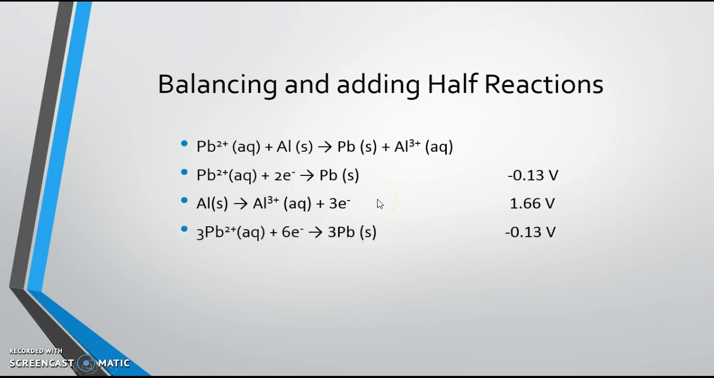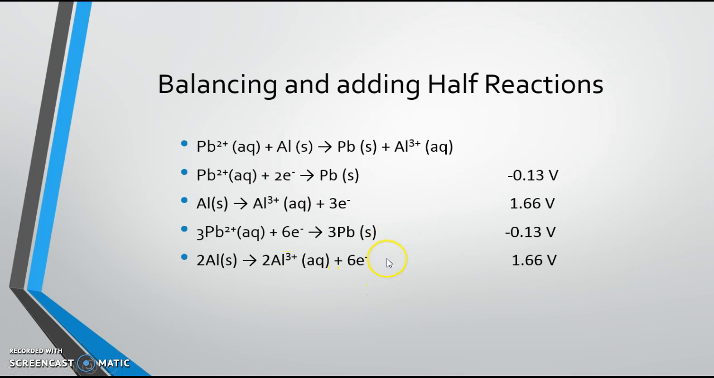So let's try that. Let's multiply this equation by 3. So I get 3 lead 2+ plus 6 electrons will give me 3 lead solids. And notice I'm not going to multiply this voltage by 3. That's kind of odd, but it's the potential difference between the lead ions and the aluminum, and it is the same voltage regardless of how many I take. And then if I want 6 electrons lost, I multiply this equation by 2. I get 2 aluminums going to 2 aluminum 3+ plus 6 electrons.